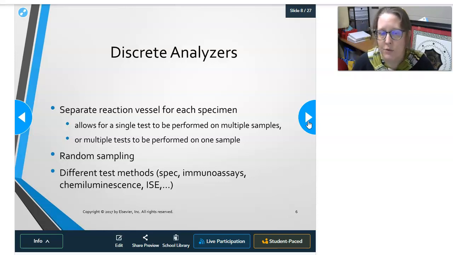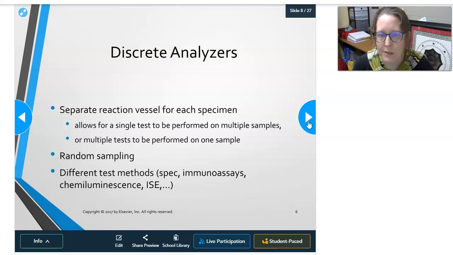It has random sampling, meaning that you can load a bunch of different samples with a bunch of different tests, and it just goes through and samples what it needs in whatever order the analyzer decides which one to sample first and all that, for the most efficient use of time and getting these results out.